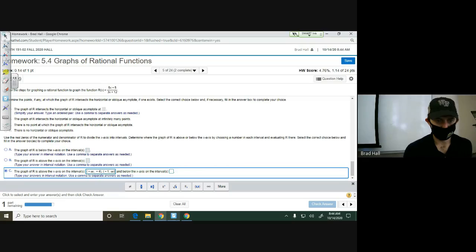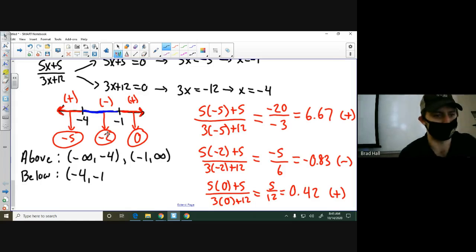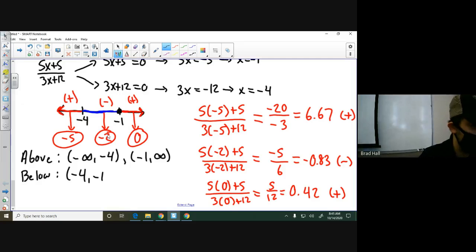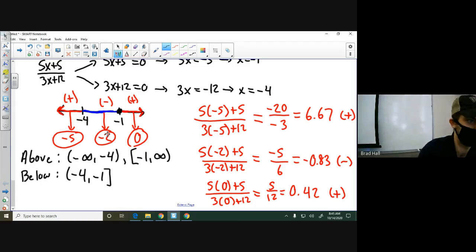And then additionally, we found that below the x-axis, it's in between -4 and -1. And in fact, I just realized that -1 should have a bracket next to it because -1 is included in the graph. But -4 should not because there was an asymptote there.